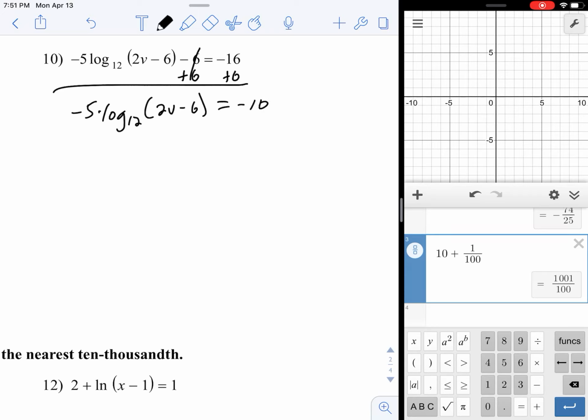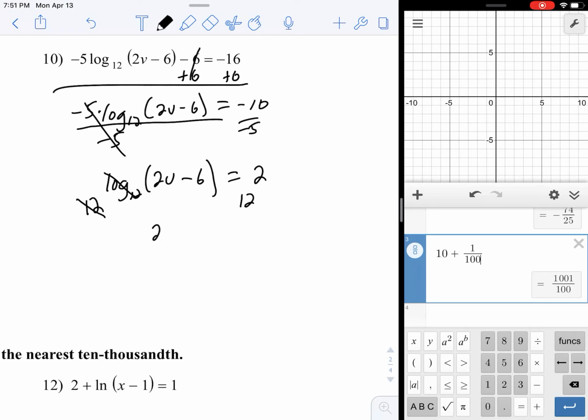Since that's times negative 5, I'm going to divide by negative 5. That cancels out. Negative 10 divided by negative 5 is 2. To cancel out log base 12, I need to drop a base 12 and drop a base 12 over there. 2v minus 6 equals 12 squared.